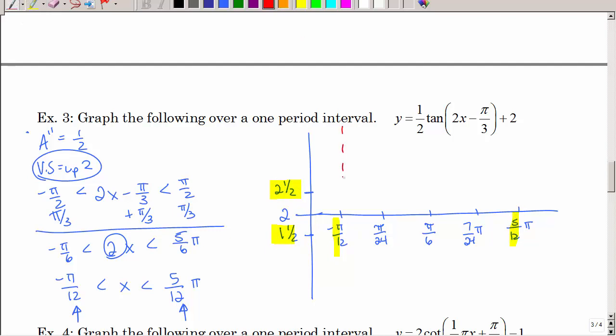So I know this is an asymptote, this is an asymptote, the tangent in the middle is at 0. Then the question, does it go up or down? That's just something you need to memorize, but the tangent goes up here, down here, and looks something like that.